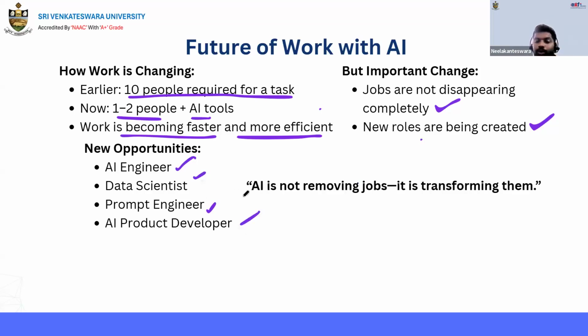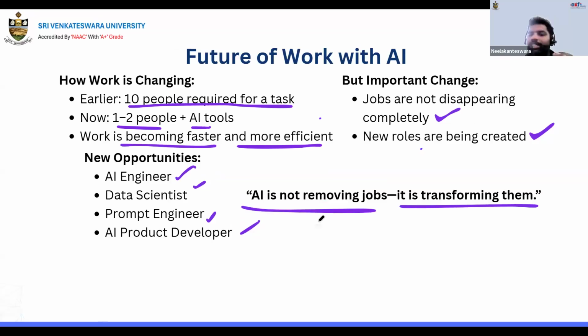That means AI is not removing the jobs; it is transforming them, and we need to transform. This is the thing about AI. AI is not removing the jobs; it is transforming them, and we need to adapt and update according to that transformation.